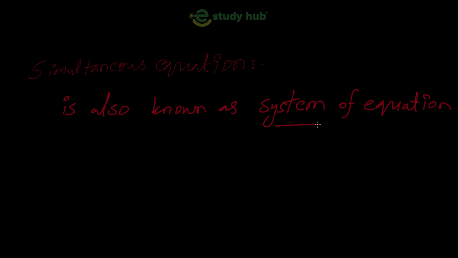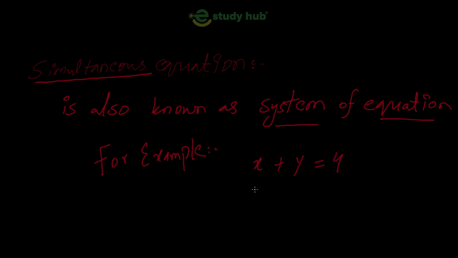It means that it has a system and equations. What does that mean? There will be a word written there, simultaneous equation. Simultaneous means there will be two equations, and when we go with them, they will be written simultaneously. For example, if I write a simultaneous example, it will be like this: x plus y equals 4 and 3x minus y equals 3.